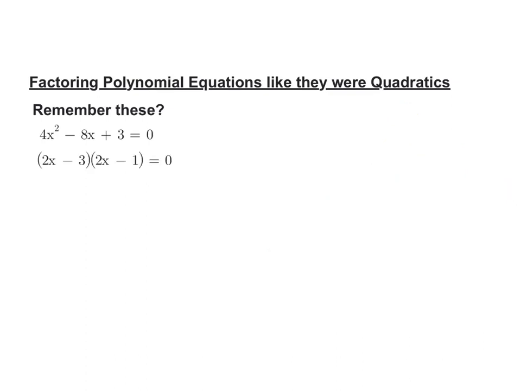Here's what it looks like. Okay? And then in order, it's factored, but now I need to actually solve it. So what do I do to solve it? Erica, what do I do? Separate them and set them equal to 0. Okay? So what's the solution out of this? 3 over 2. And what's going to give me 1 over 2? So those are my solutions.